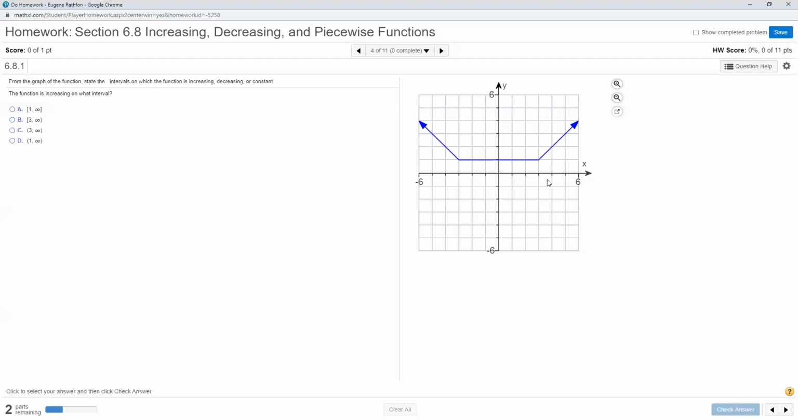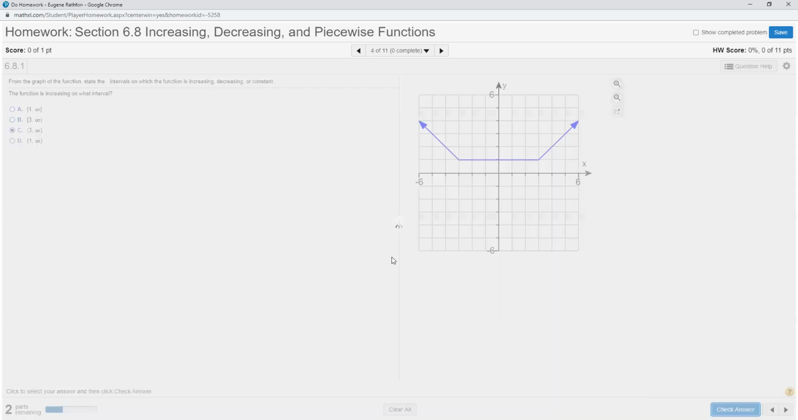Now, these always use parentheses. They never use brackets on these, right? Because this 3 right here can't be constant and uphill, okay? So starting at 3, curved parentheses to infinity. So we want C on that one. So you'll check that answer. And then it's going to ask us for the next one.